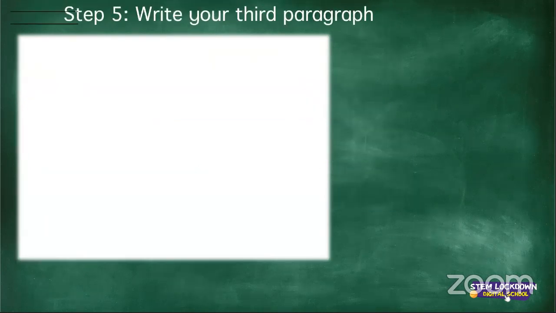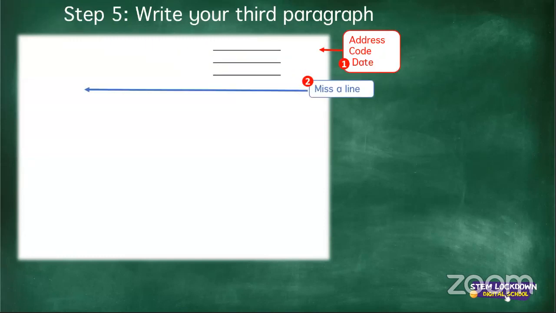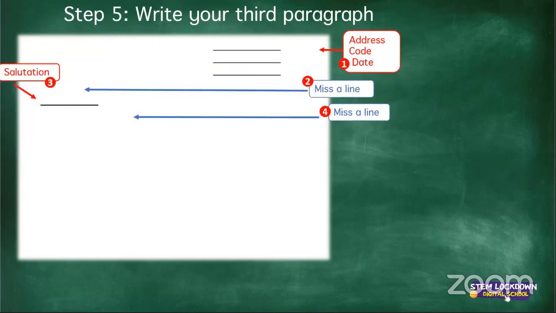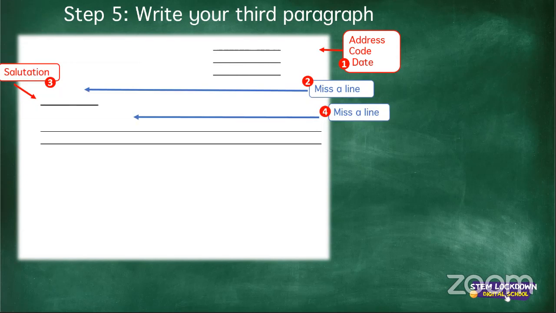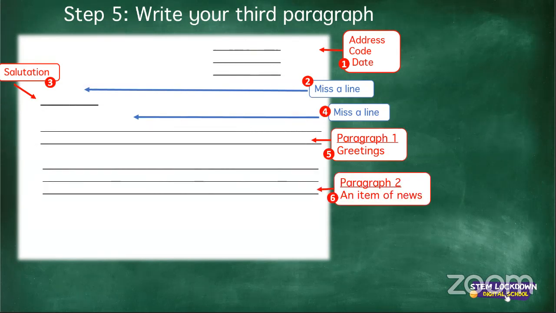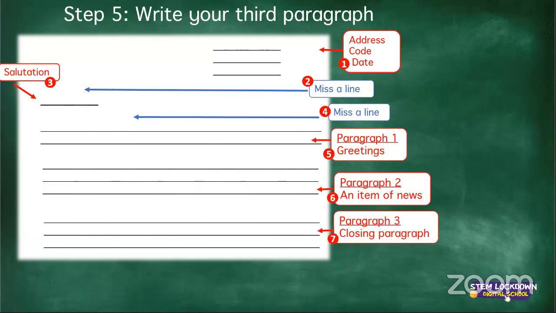Now the third paragraph. So let's review. You've got your address, you've missed a line, you've got your salutation, missed another line. You're setting it all out properly. There's your first paragraph. And you've written your item of news. Now it's going to be your closing paragraph. Maybe you want your friend to come and stay with you, or maybe you want to go and visit your granny, or maybe you want to, what do you want to do? How would you like to close your paragraph? Right.